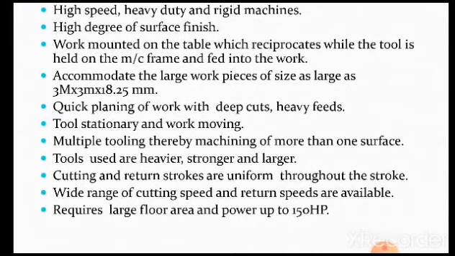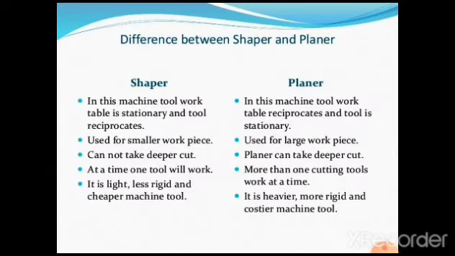Cutting and return strokes are uniform throughout the stroke. That mechanism decides that cutting and return strokes are uniform. There is no variation in the strokes. A wide range of cutting speeds and return speeds are available. Again that depends upon what type of mechanism we adopt. It requires a large floor area and power up to 150 horsepower. As I have told, a large floor area is required, and it can have a power of 150 HP. So you can understand it's a very heavy machine.